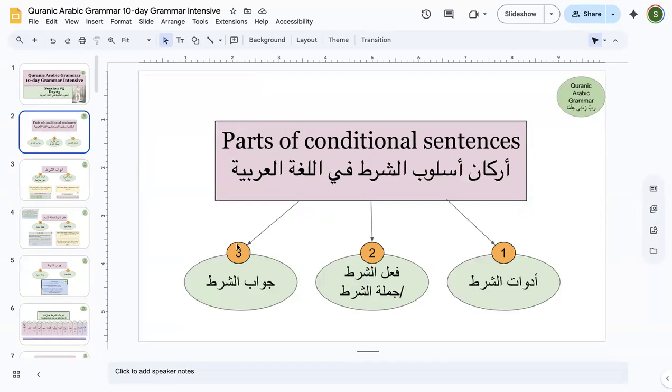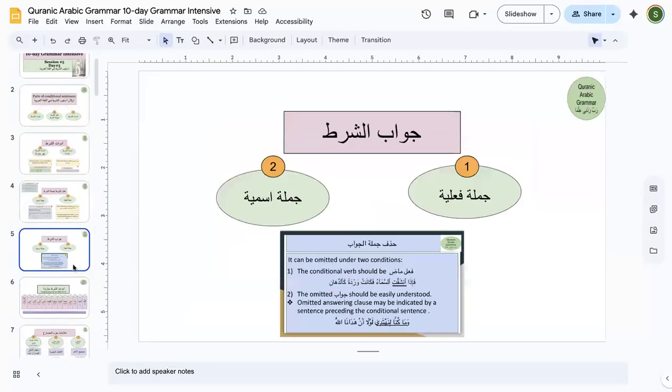Okay. So when it comes to jawabu shart, it is your jawab clause, right? Everyone understands it is a response to the condition. So it can be jumla failure, jumla ismiya. Type 1 if the entire ummah agrees today.